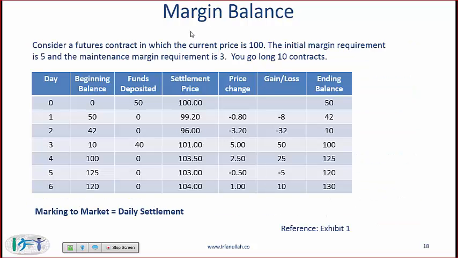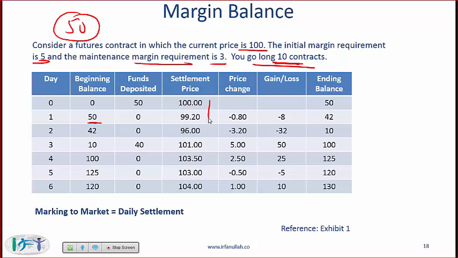This slide illustrates the calculations that you might need to do. Consider a futures contract in which the current price is 100, the initial margin is 5, and the maintenance margin requirement is 3. You go long 10 contracts. So how much do you need to post initially? 10 contracts times 5, so you'll have to post 50. The way this table is structured, day 1 beginning balance is 50, that's how much you put in. And initially you don't need to add anything because that's where you are starting.